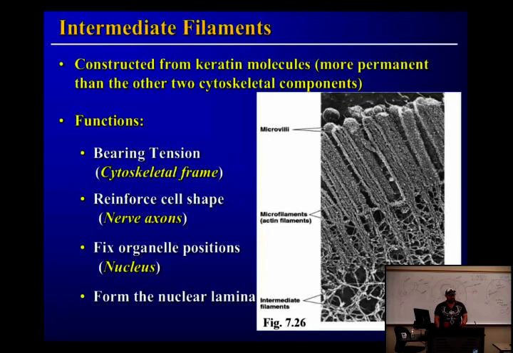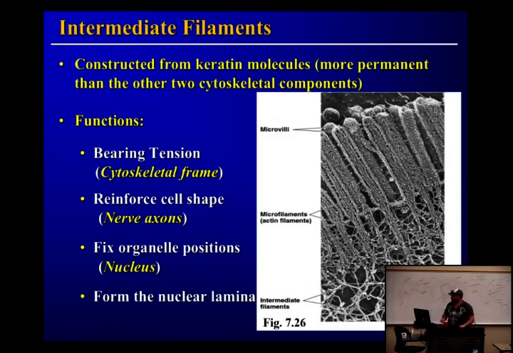All right, any questions about microtubules? So the last one are the intermediate filaments. We talked about these already. They're the components that make up the nuclear lamina. And they're important for tension bearing for the cytoskeleton. They fix the organelle position like the nucleus, so they form the nuclear lamina. But they also help reinforce cell shape.